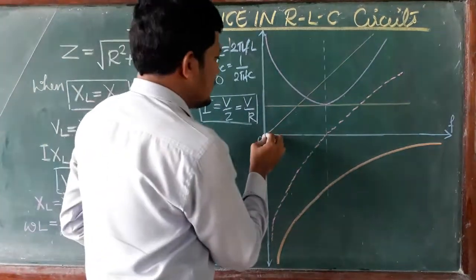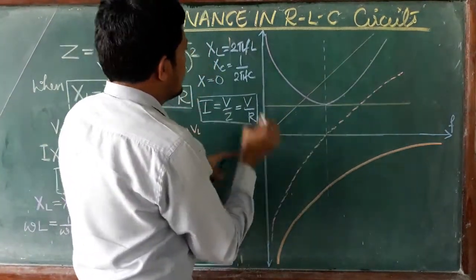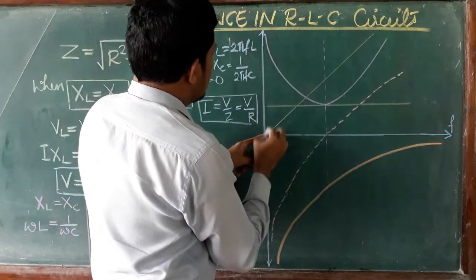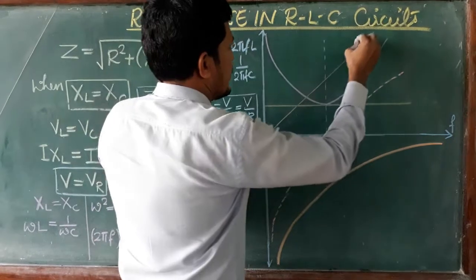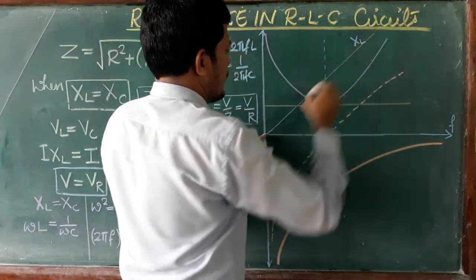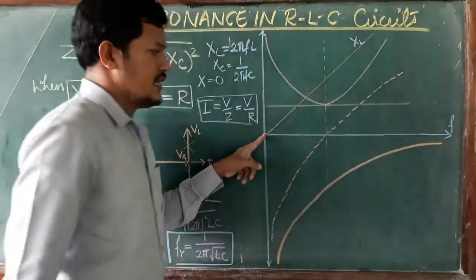So this line represents the XL. Whenever frequency increases, 2 pi frequency into L, so this increases directly. So this value belongs to XL. This line belongs to XL.